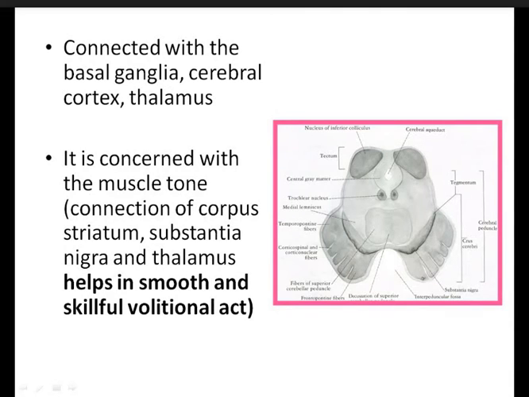the thalamus, and it is concerned with muscle tone through the connection of the corpus striatum, substantia nigra, and the thalamus. It helps in smooth and skillful volitional acts. Smooth and skillful volitional acts means fine art, ballet dance, smooth movement of the muscles. They are provided by the substantia nigra, which helps in fine art and fine movement of the limbs and the area.